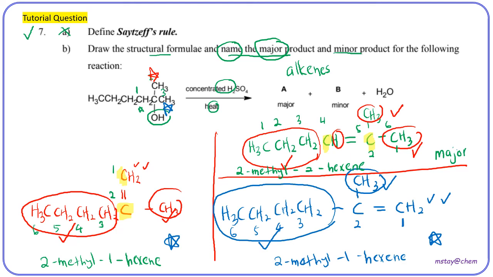Okay, that's why the answer here only has A and B. So you can label this as A because it is the major product, and then you can label this as B, the minor product.